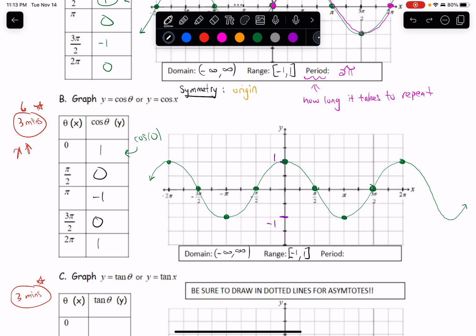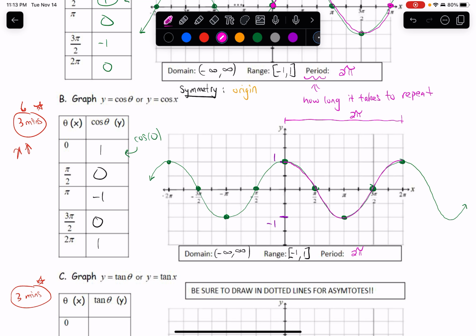The period, well, how long does this graph take before it repeats? Well, again, I go this far along the graph, and then it'll start to repeat that same shape. So I've gone how far? I've gone 2 pi in this x direction before it starts to repeat its shape. So the period is still 2 pi.